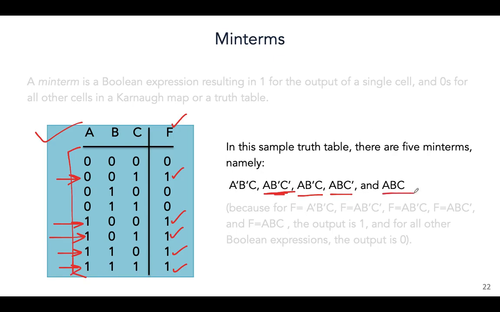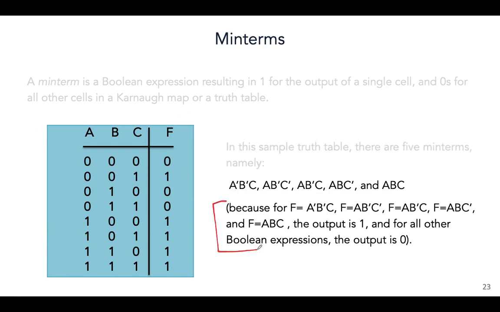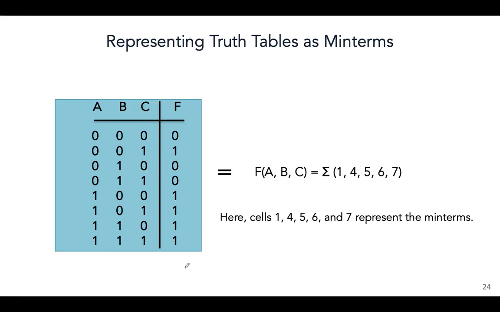So basically a minterm is any entry of this table for which the output is 1, right? Because only for these combinations we get a value of 1. For all others we get zeros. So these are the minterms. Very simple, right? So let's move on now.